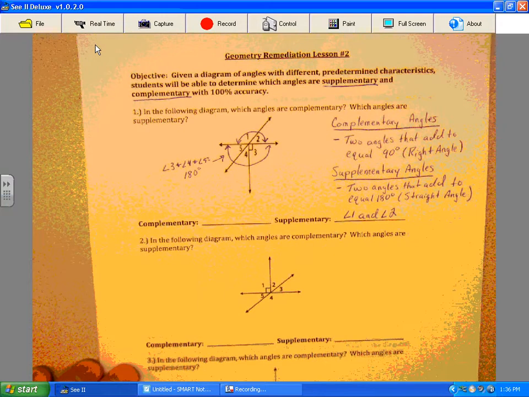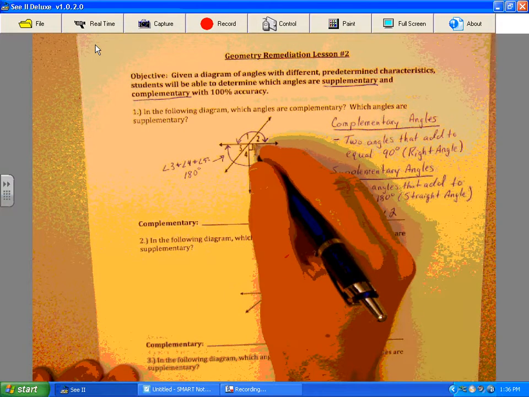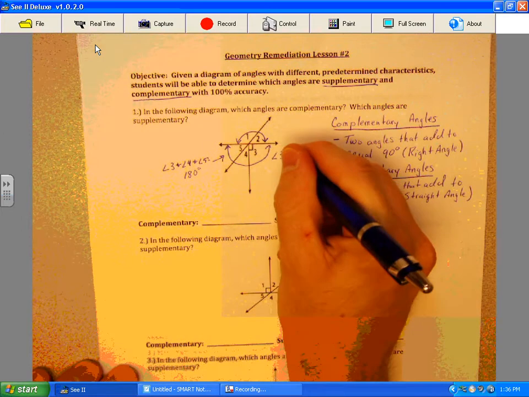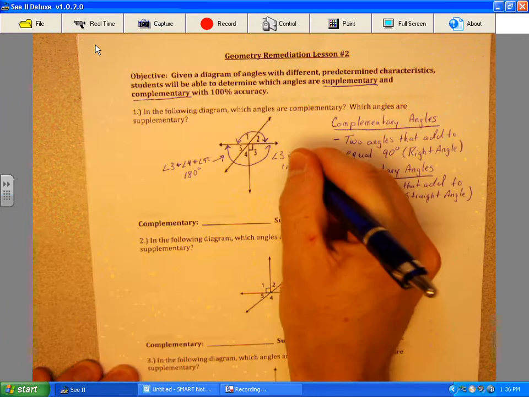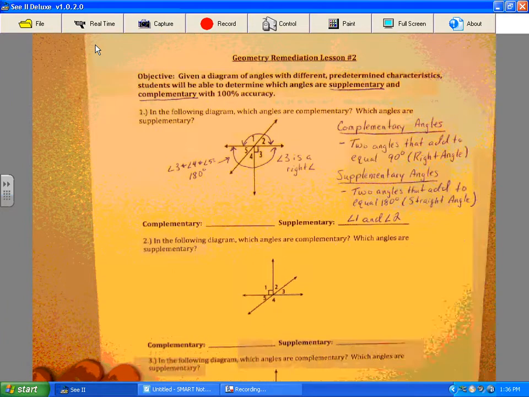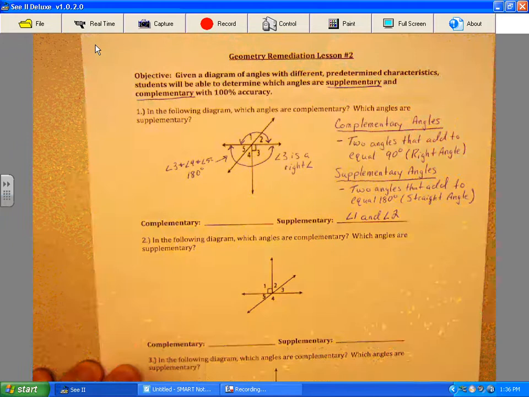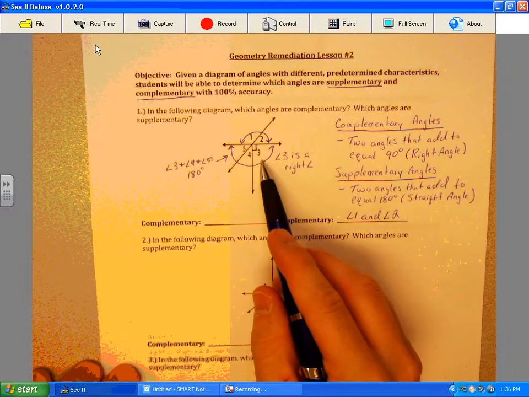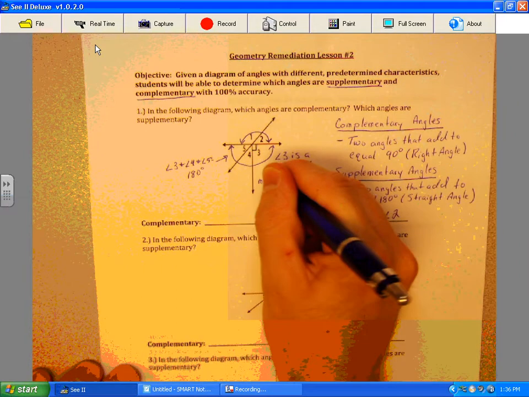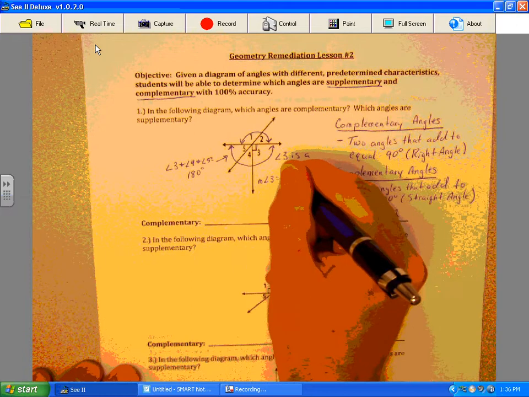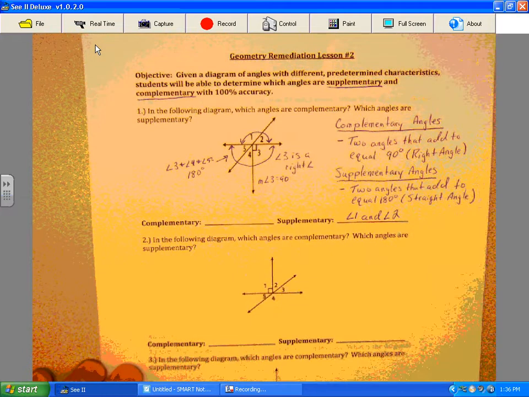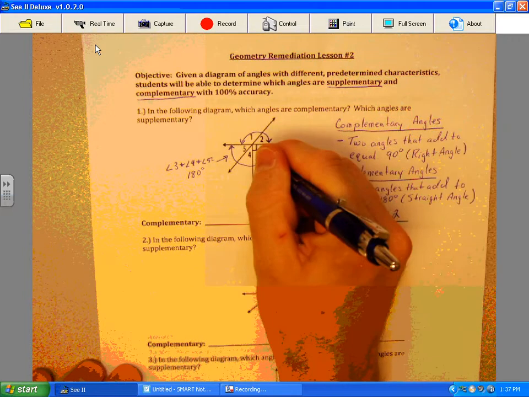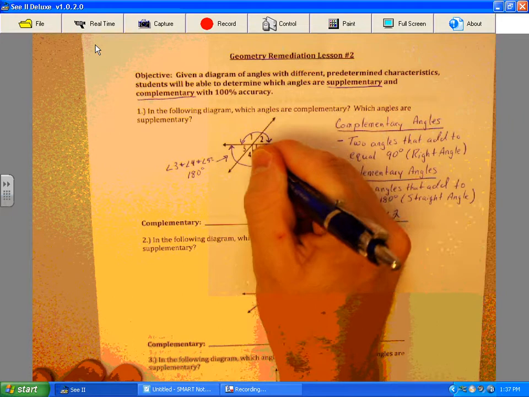Okay, now angle 3 over here has this little box in there. Now this box signals that angle 3 is a right angle. And we know that a right angle measures 90 degrees. So we know that the measure of angle 3 equals 90 degrees. So this little angle here, angle 3, is 90 degrees.